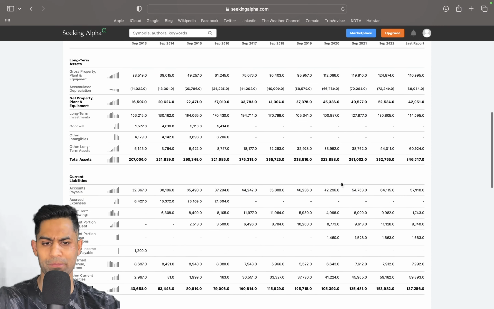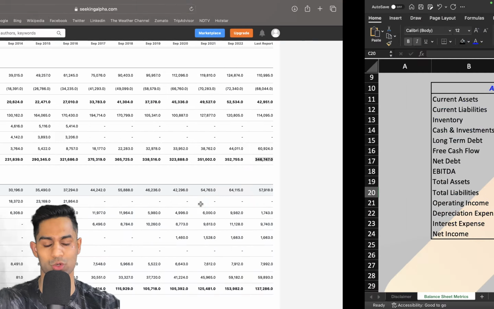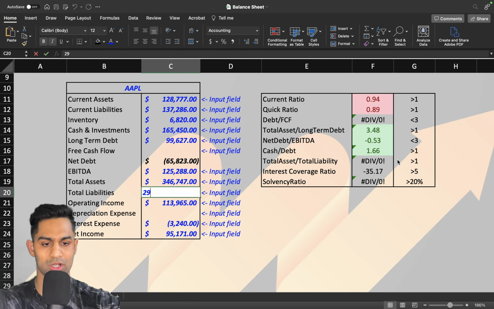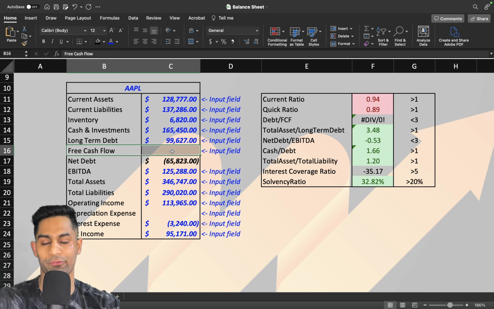Again, very simple, very basic stuff. Come down here, pick up total assets, 346,747. It's 346,747. And we got total liabilities sitting all the way down here. Total liabilities, 290,020. 290,020. And last but not least, now we're going to jump over to the cash flow statement, and we're going to find out the free cash flow and the depreciation expense.